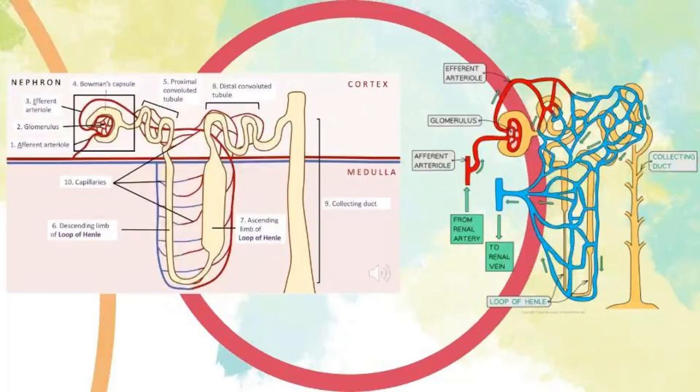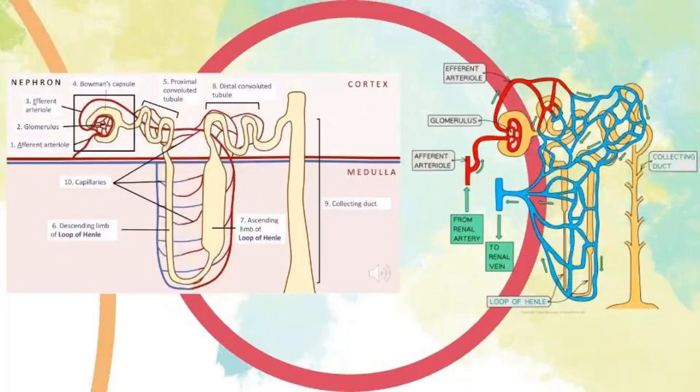From the Bowman's capsule, we then have a coiled region of the nephron called the proximal convoluted tubule. And again, note that throughout all of this, the tubing present in the nephron is intertwined with a blood supply. So from the proximal convoluted tubule, we then go into the loop of Henle. That is split into the descending limb and the ascending limb. They are both present in the medulla of the kidney.